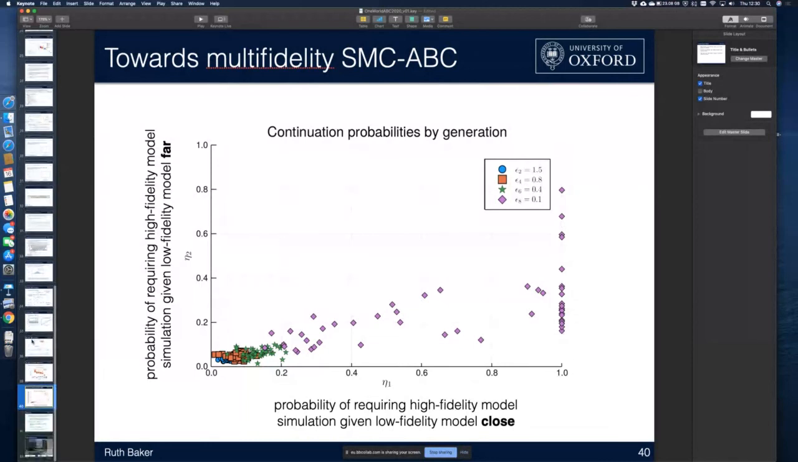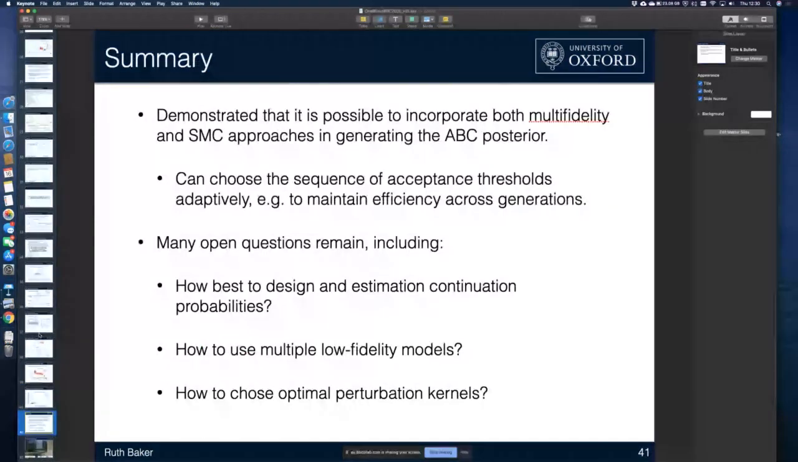Okay, what else did I have to say? Oh, I think that's it pretty much. Just wanted to say in the second half that it's possible to incorporate both multi-fidelity and SMC approaches in generating the posterior. And I didn't really touch on this, but you can choose a sequence of acceptance thresholds adaptively in the same way you can for regular ABC SMC. And one way in which we thought about doing that was to maintain efficiency across generations.